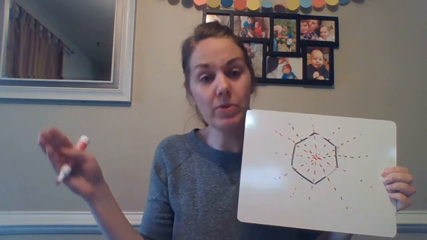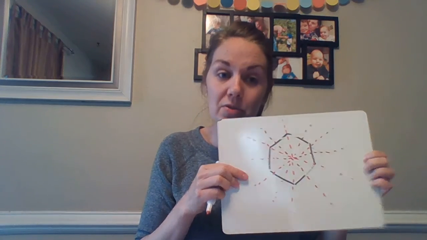So the more equal sides and equal angles that you have, if things are equidistant apart, the more lines of symmetry you usually end up creating.